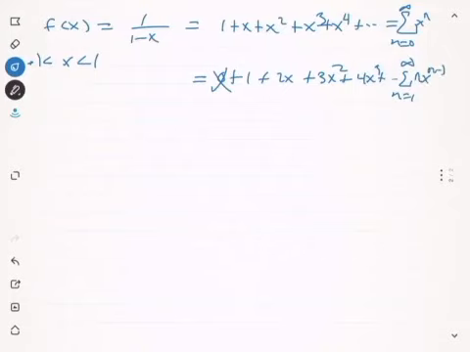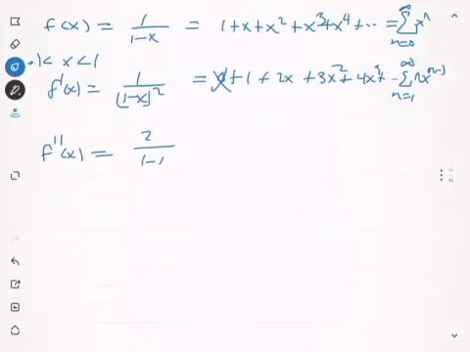Like that. And this would be the derivative of the function, and if you take the derivative of that function, you get 1 divided by 1 minus x squared. The second derivative of the function, when you take the derivative of that function, I think you get 2 divided by 1 minus x raised to the third power.